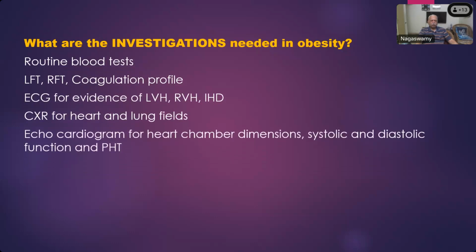CXR for heart and lung, echocardiogram for heart chamber dimensions, systolic and diastolic function, and pulmonary hypertension. This is a very important point you should look for in the echo. Because of the chronic restrictive lung disease, they may develop pulmonary hypertension quietly and go on to biventricular failure, as somebody mentioned earlier. And also look for polysomnography if it is diagnosed for the first time.